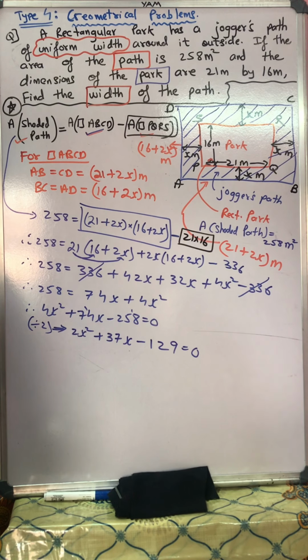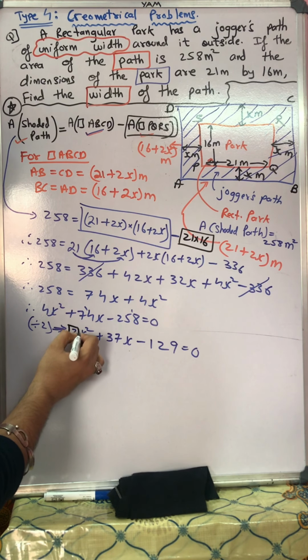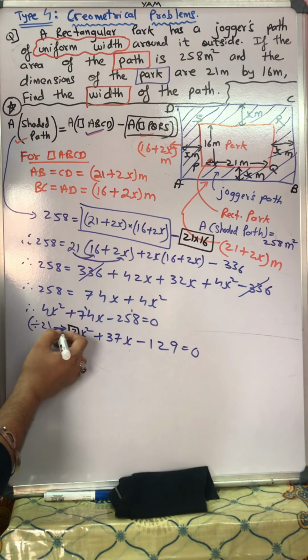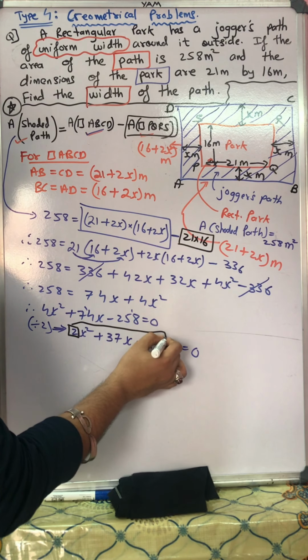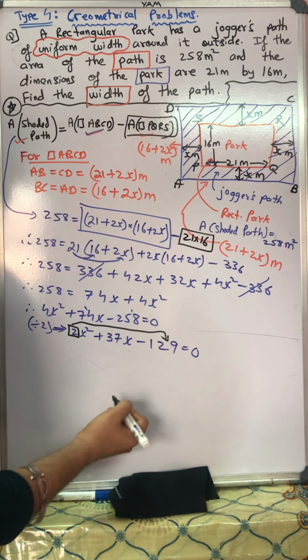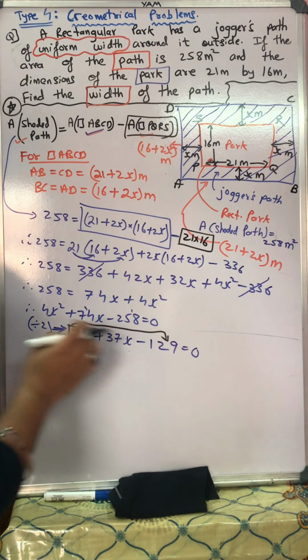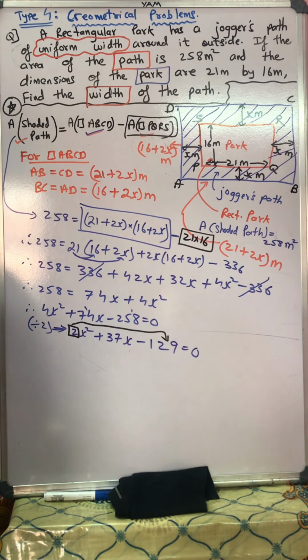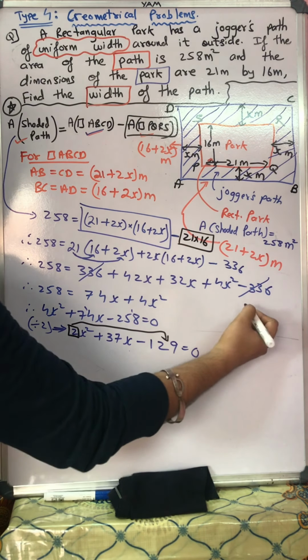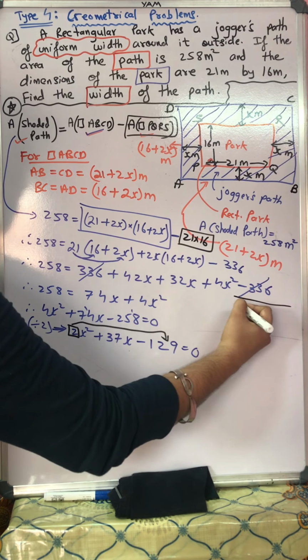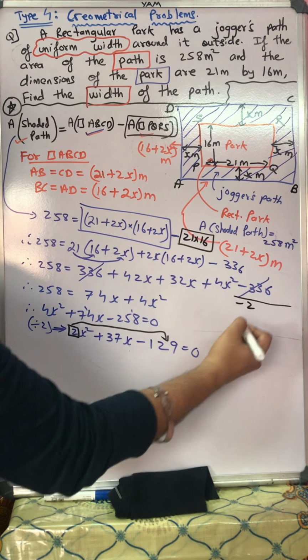Now I have 2, the coefficient of x squared. That 2 needs to be multiplied with minus 129. So when 2 gets multiplied with minus 129, I get minus 258.